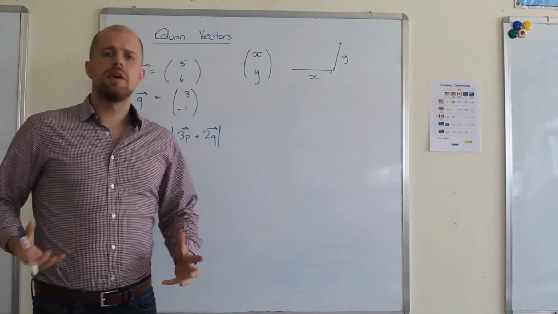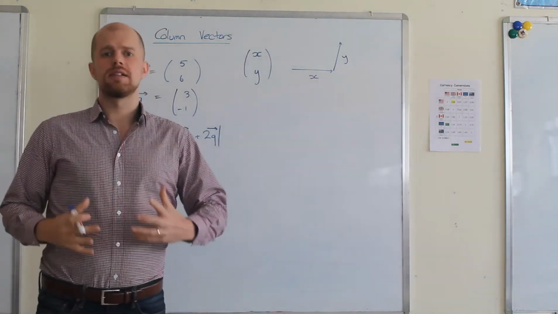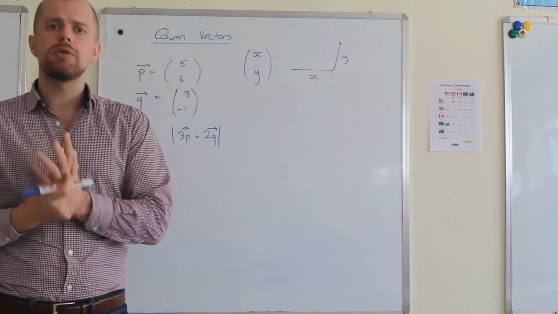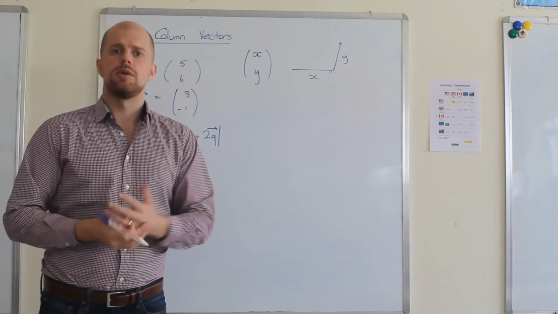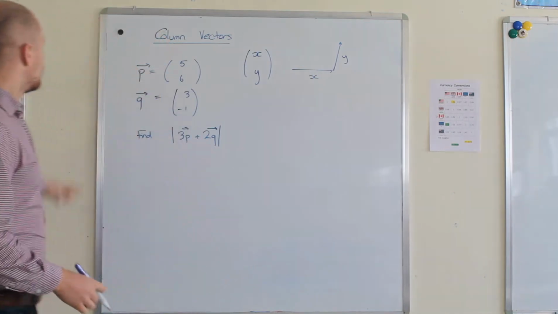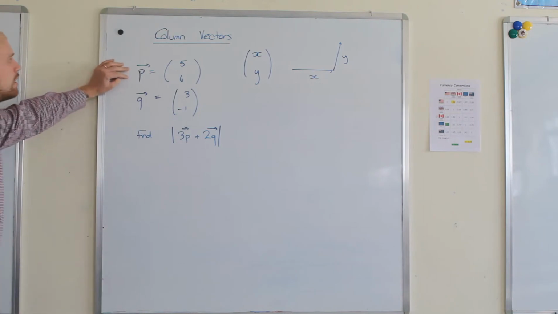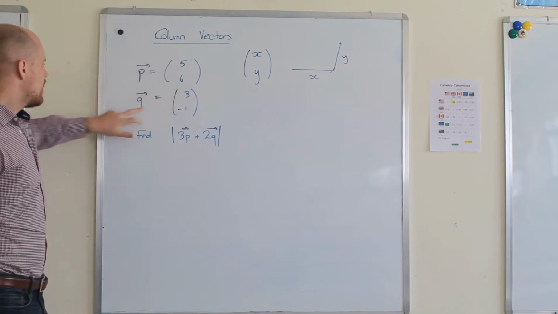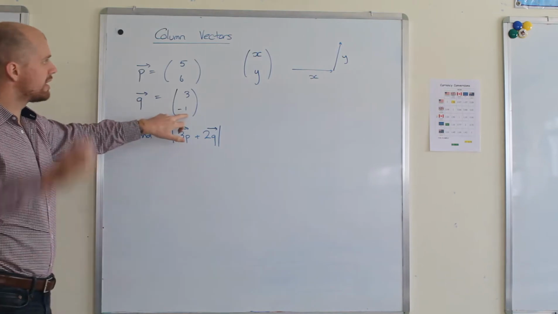Okay, so in this video we are going to be looking at column vectors, and we're going to go through a few typical questions that you might be asked to do at GCSE level. The column vector P is (5, 6), and the column vector Q is (3, -1).